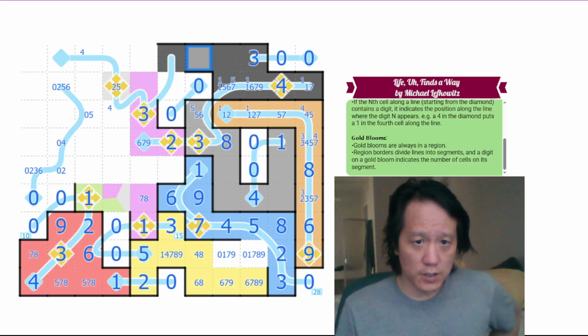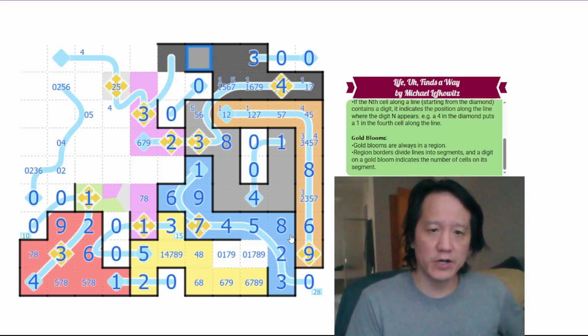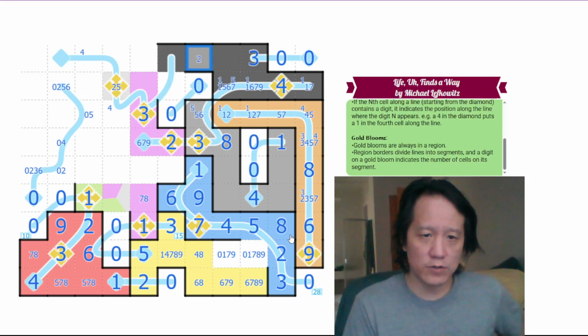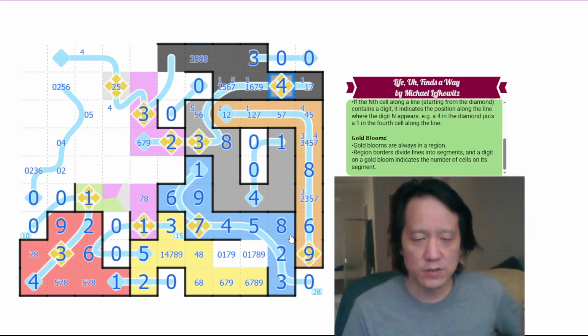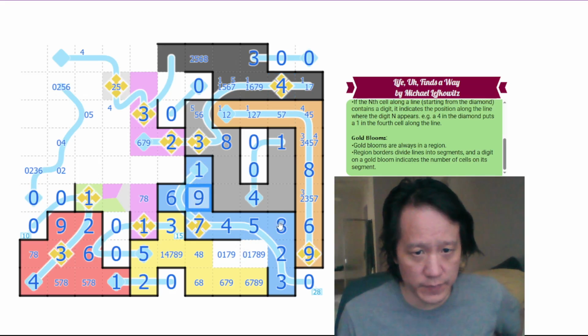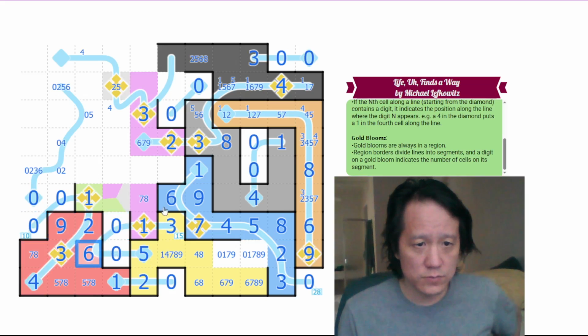Remaining digits in column 7. Cannot be 1. It could be 2. No, 1, 3, 7, 9. So 2, 4, 5, 6, 8. Cannot be 4 because of a 4 in the region.